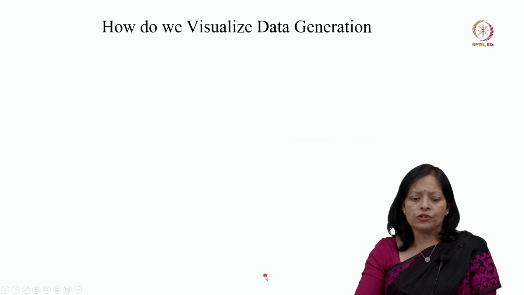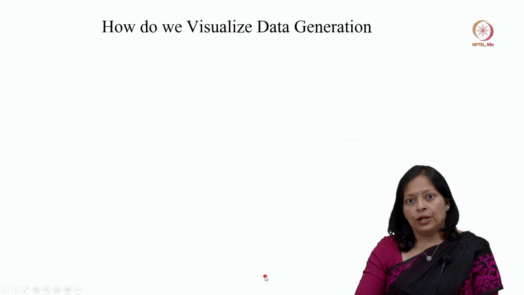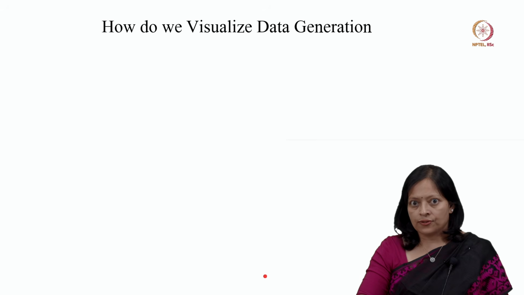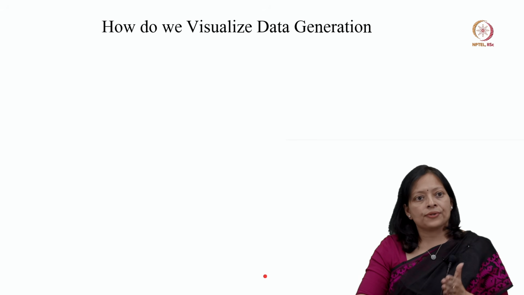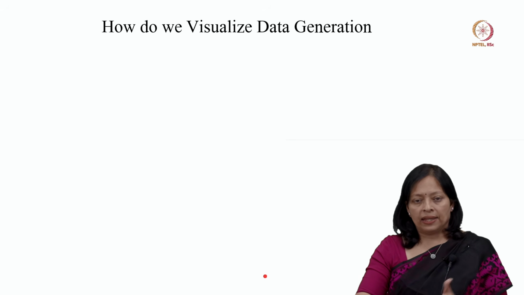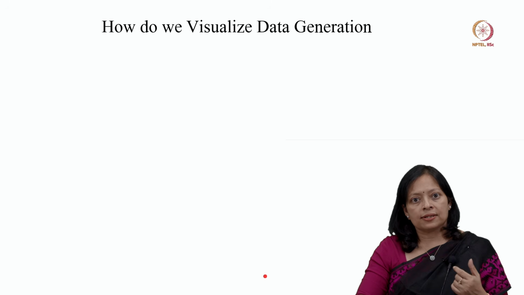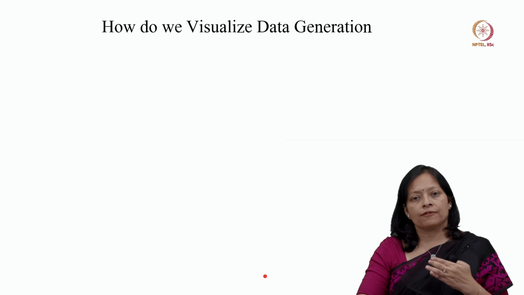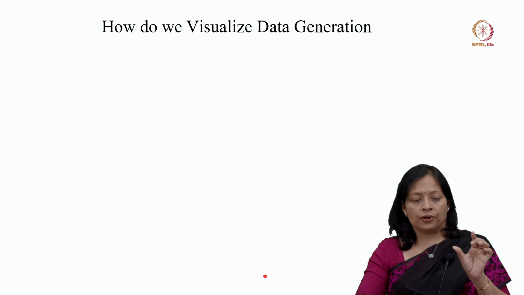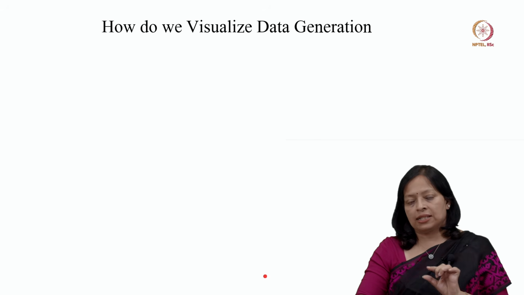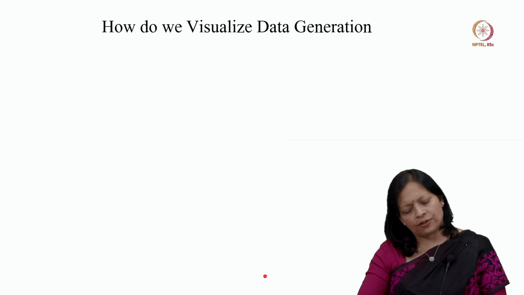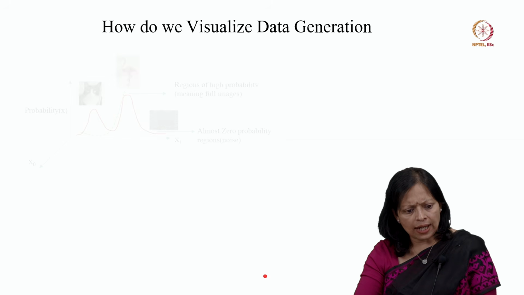Now, how do we visualize data generation? Generative models basically generate images, so it is a process of data generation. We have looked into this data landscape, where high probability regions correspond to realistic images and low probability regions correspond to noise. How can I visualize the data generation in that landscape? How can I do that?